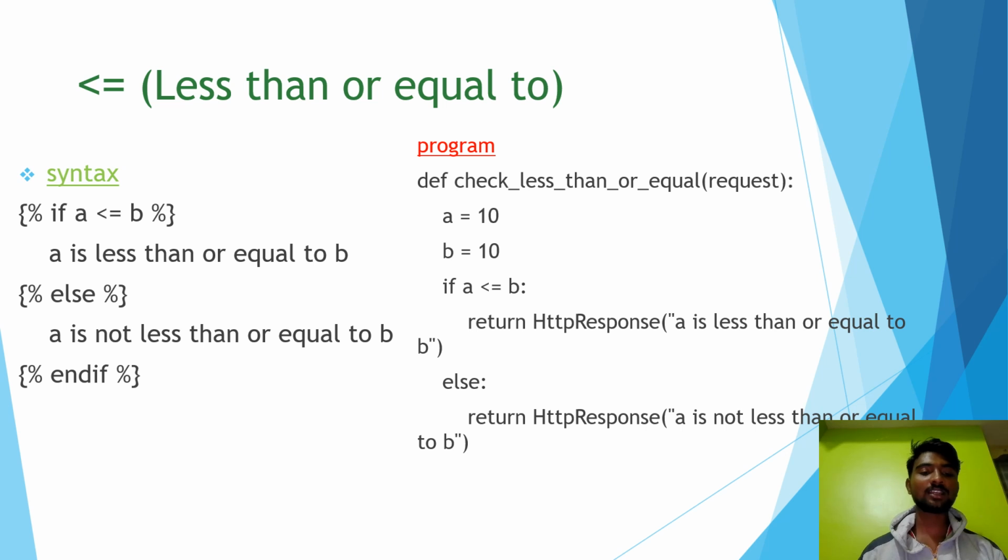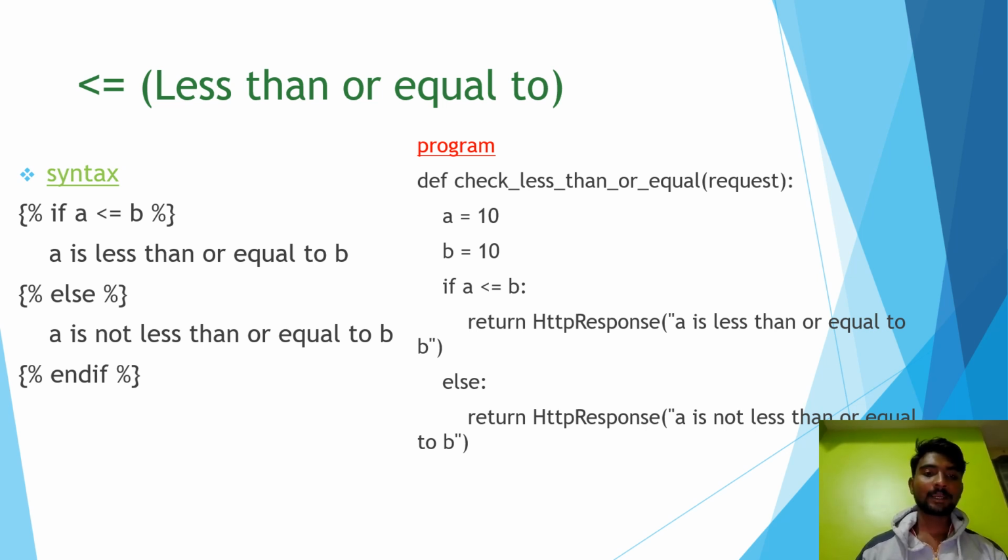If a is not less than or equal to b. In this program, if we write a is equals to 10, b is equals to 10, it returns the output, because it is an equal to operator. So less than or equal to holds, and it returns the output as a is less than or equals to b. If we write b is 12, it returns the output as a is less than or equals to b. If we write a is 20 and b is 11, it returns the output as a is not less than or equals to b.